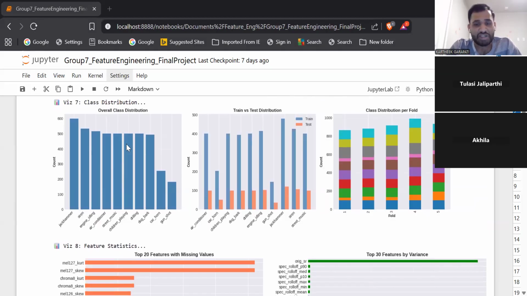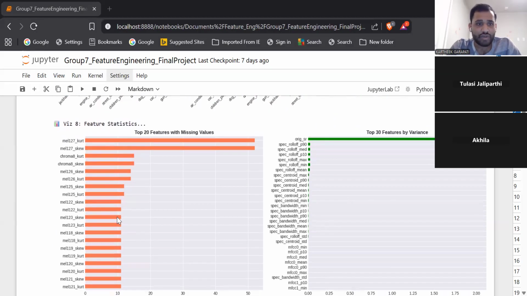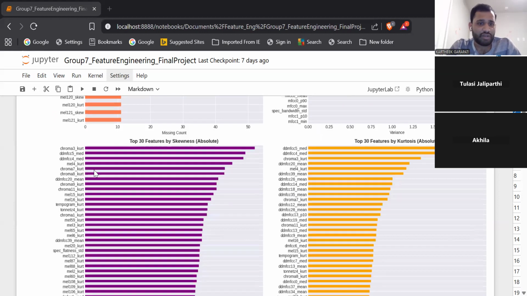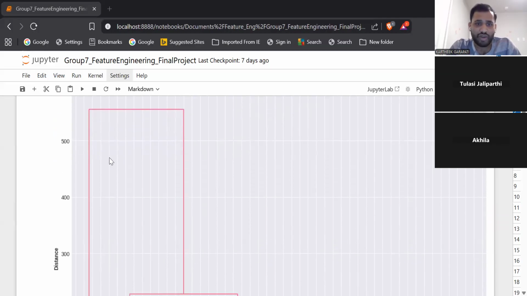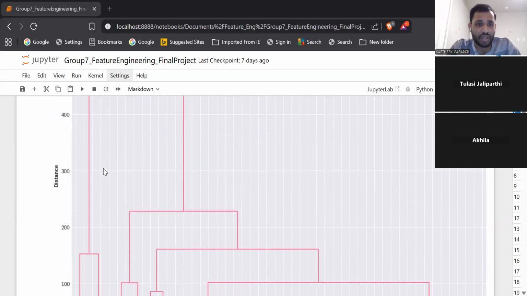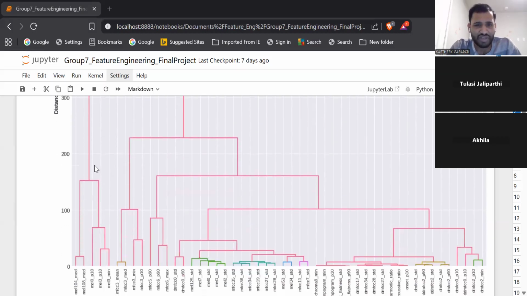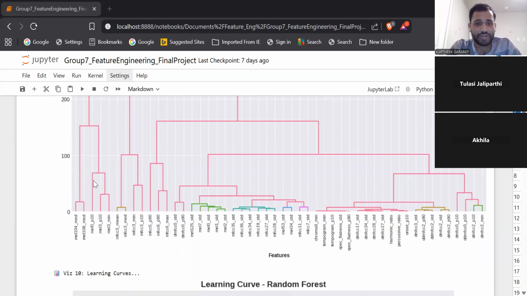Proper train and test stratification is done here, and visualization 8 shows 10 features that had missing data, now imputed. Temporal features have high variance. Coming to the next, visualization 9 is a dendrogram, which shows clear grouping. MFCCs are clustered together, chroma separately, validating distinct information captured.